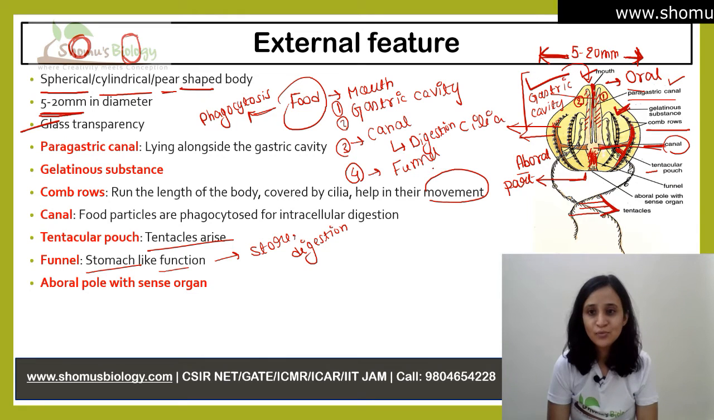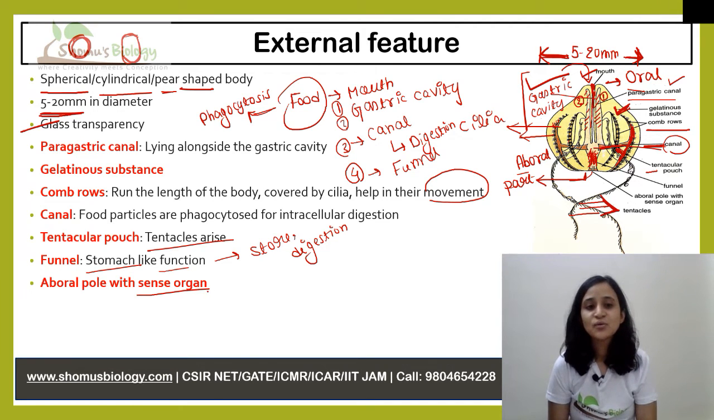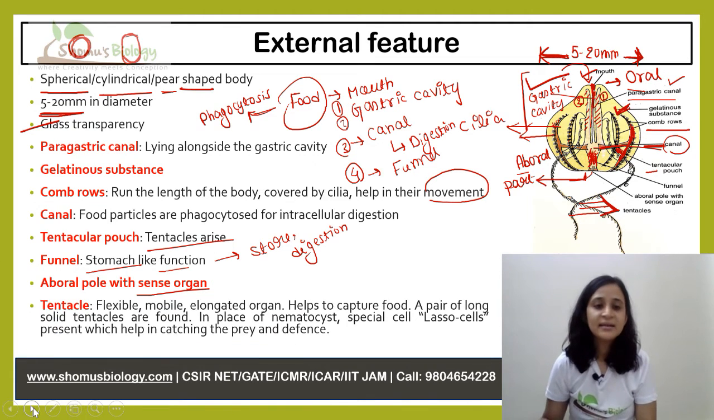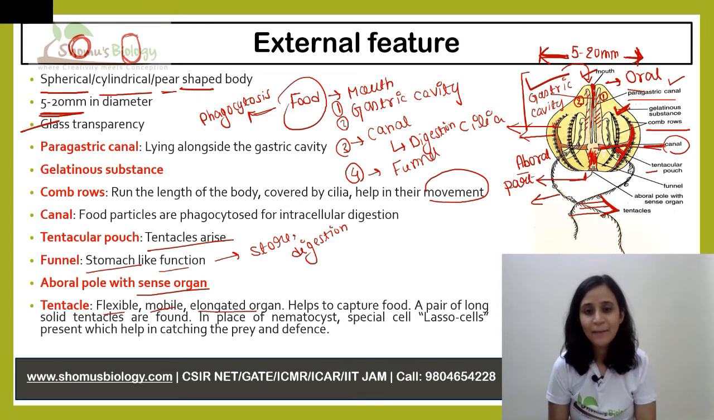That will be through the aboral pole. The aboral pole contains some sense organ, which I have already mentioned. And the tentacles they have are flexible. These tentacles are flexible, mobile, elongated organs, and they help to capture food. So tentacles help to capture food.